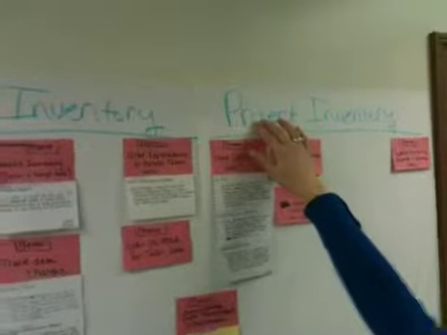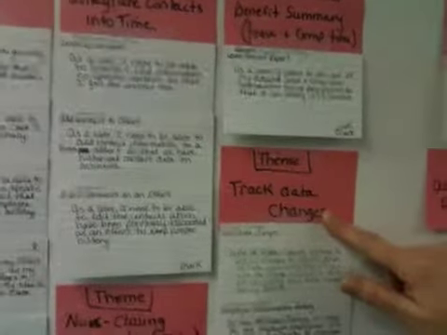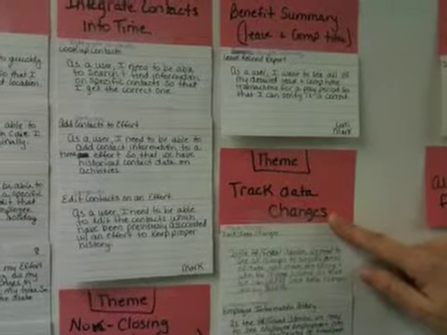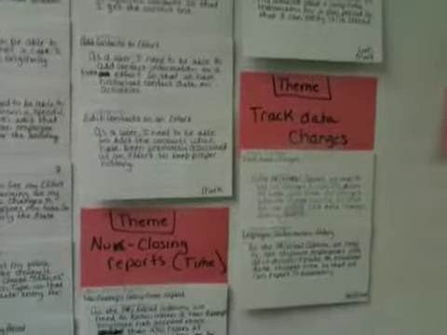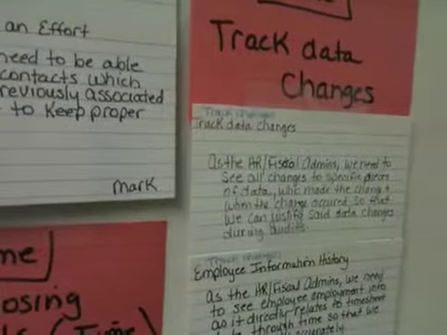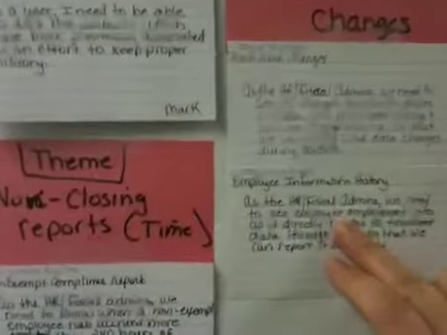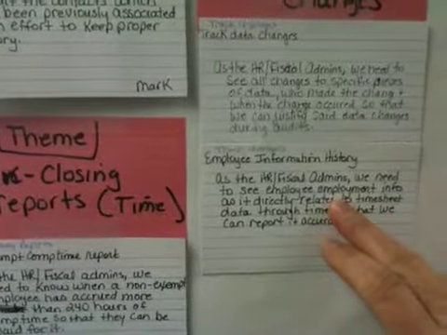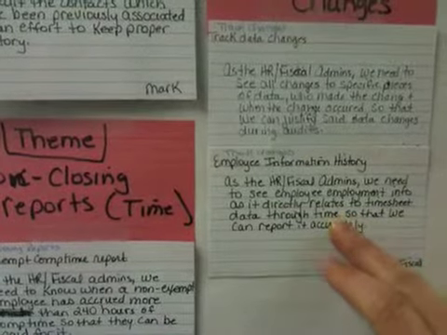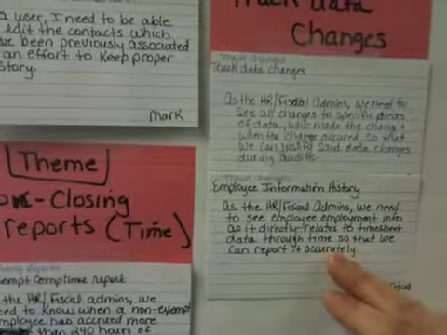This is our project inventory. I have the user stories grouped by theme. So, track data changes. We need to track data changes across time for fiscal and HR. A user story answers several questions: who needs this, and why do they need it. For example, as the HR fiscal admin, we need to see employee employment information as it directly relates to timesheet data through time so that we can report it accurately. So, who the person is, what they can do, and what the outcome is.